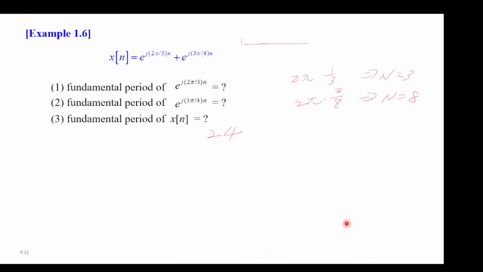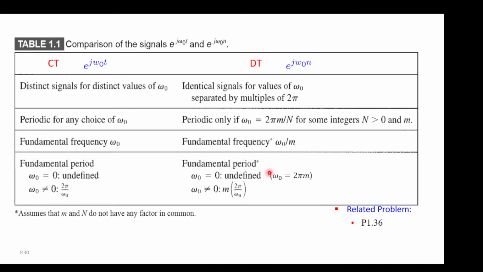And more generally, for discrete signals, we found out that they are not always periodic. You need omega 0 to be a rational multiple of 2π. Only when omega naught is a rational multiple of 2π will e^(jω0n) be periodic for a discrete signal. Then you find the rational ratio is small m over big N. If m and N are coprime, then big N will be the period of your periodic signal.